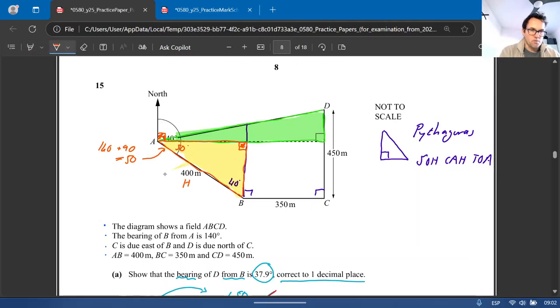For example, let me call this side x. If we have x, then we can get the height of this triangle here by subtracting from 450. So I'm going to use this angle 50. For 50, we've got the hypotenuse 400, and we want to know the opposite, which I've called x. So using the O and the H, of course, SOHCAHTOA, there's the O, there's the H, so we're going to use the sin ratio.